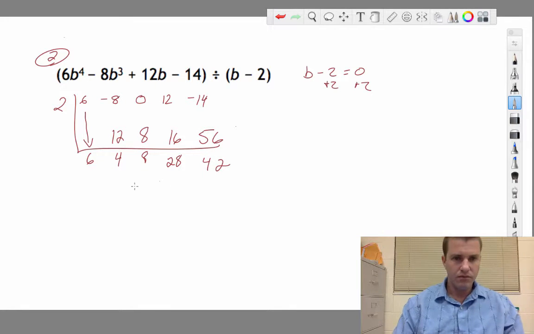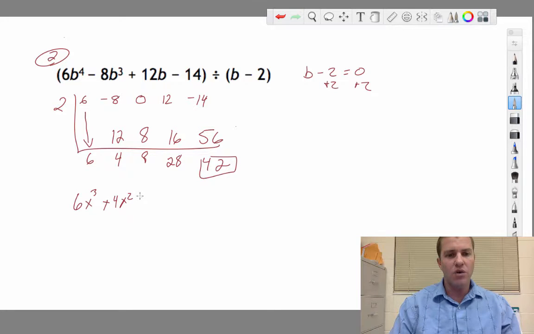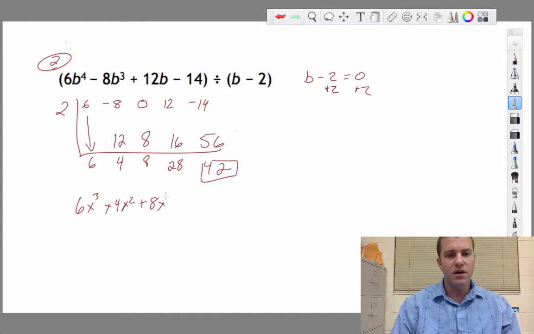Positive 42. So this is my remainder, and my coefficients are going to be 6, and it's going to start now with x to the third. So I go 1 degree less than what it was originally, so 6x to the third plus 4x squared, and then I'm reducing each one of these by 1 degree, so that's going to be 4x squared plus 8x to the first plus 28. And then I'm going to write my remainder plus 42 all over the divisor, which was b minus 2. And that is my quotient.